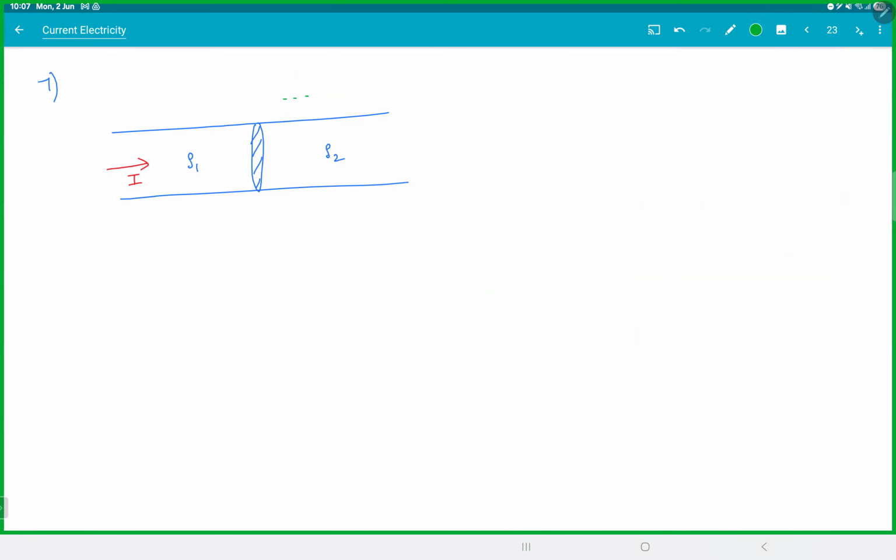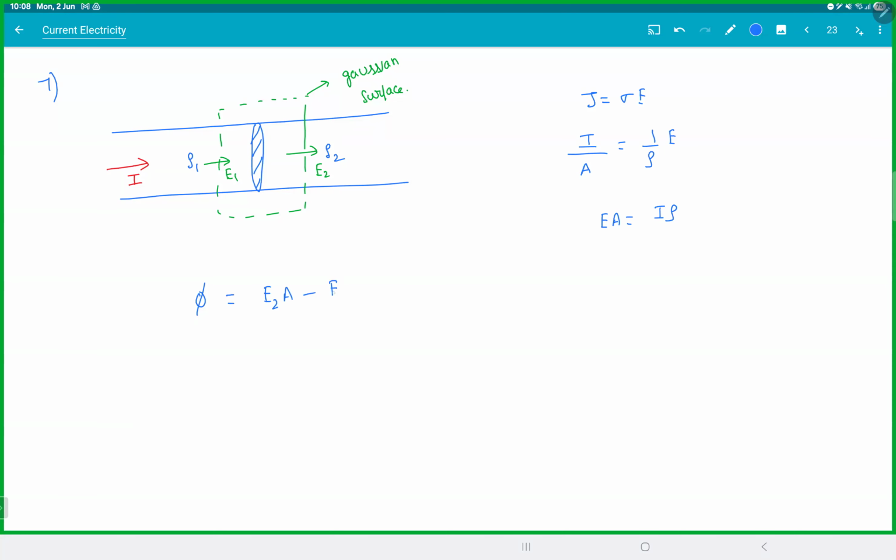So what we do, we consider a Gaussian surface here. It's imaginary. You can take it wherever you want. Let the field on this side be E2 and on this side be E1. We know J is equal to sigma E. J is nothing but current by area, and sigma is nothing but 1 by rho, so E into area is current into rho. Now in this Gaussian surface, the flux will be E2 leaving, so E2 into area, and E1 entering, so minus E1 into area. This must be equal to Q by epsilon.